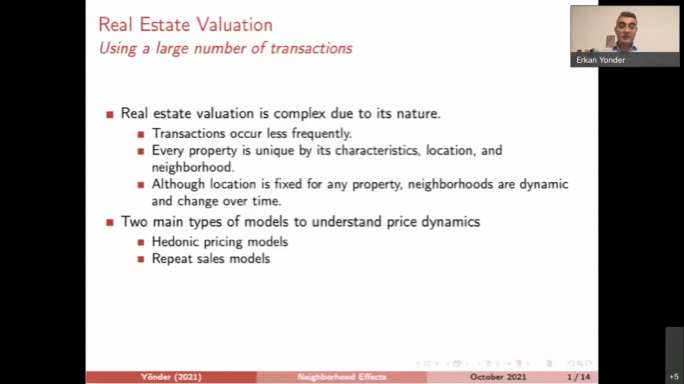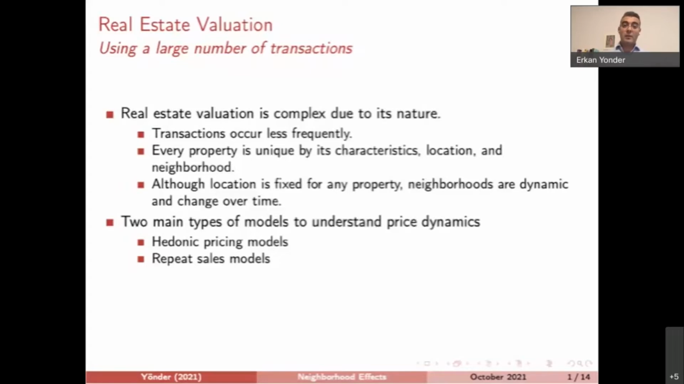And one important aspect of real estate, which is very related to my project, but also to ESG issues, environmental issues, or social issues, is that for any property, location is fixed. So when we talk about climate effects or social impacts, all of these aspects are based on location, and real estate is a very unique asset class to learn from for ESG activities or for climate change. But one important note here is that neighborhoods are dynamic. Although the location is fixed, neighborhoods are changing constantly over time.